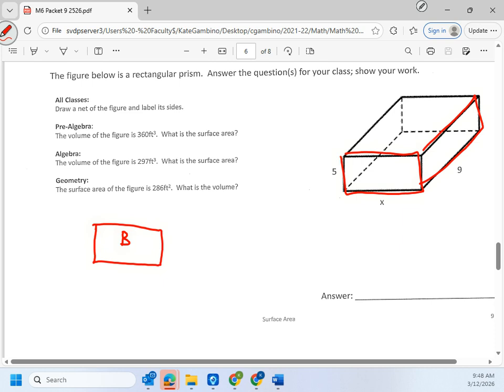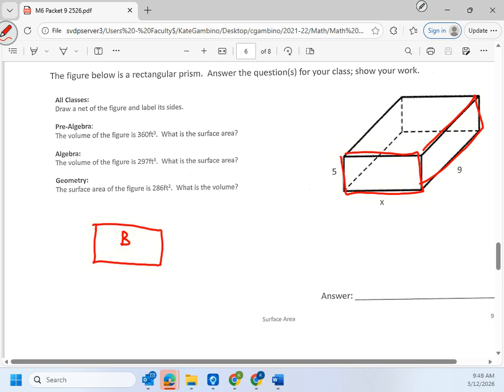I've had a few friends who looked at the volume for pre-algebra and they figured out what that number would be for the x. You can just label it with an x. Okay. So we're not working through with the volume. We are just drawing the net and labeling every single side, even the inside sides.